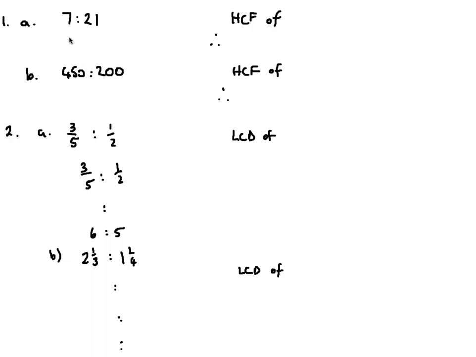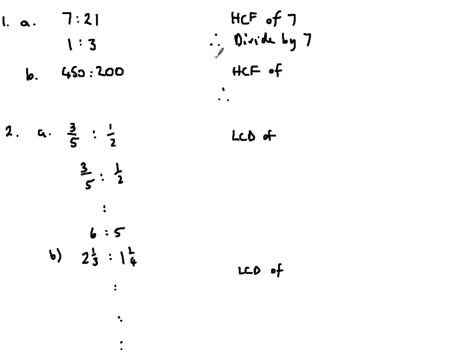So 7 is to 21. There is a common factor of 7 and 21. It's got a highest common factor of 7. So what we're going to do is divide both sides by 7. 7 divided by 7 is 1. 21 divided by 7 is 3. That's it in simplest form. So therefore, divide by 7.